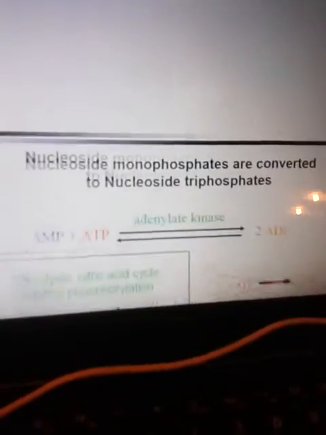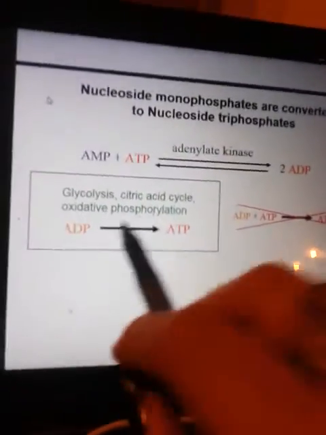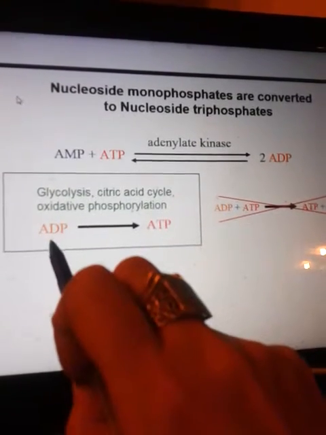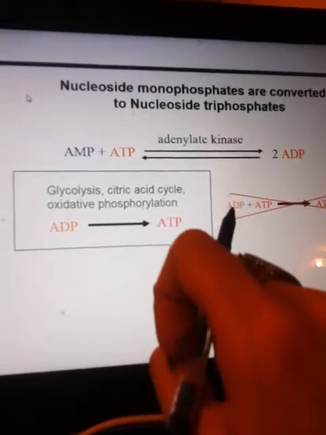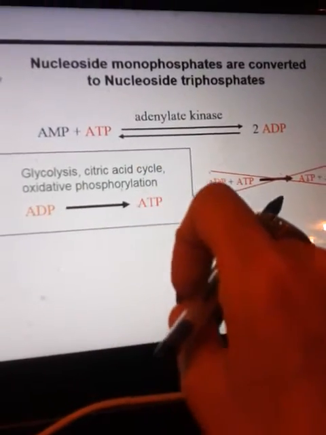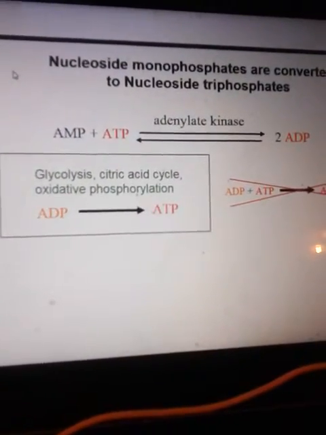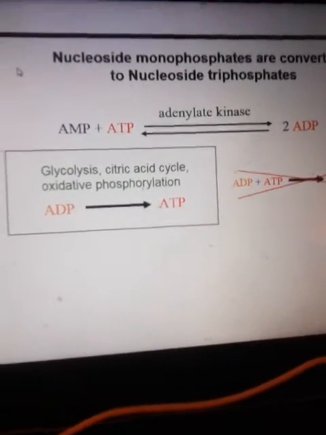Nucleoside monophosphates are converted to nucleoside triphosphates, yeah? Now, in glycolysis, the citric acid cycle, and oxidative phosphorylation, ADP can produce ATP. But never, ADP plus ATP cannot produce ATP and ADP. Just AMP plus triphosphate can produce ADP. Mono and tri can produce D, but D and tri cannot produce another tri and another D.